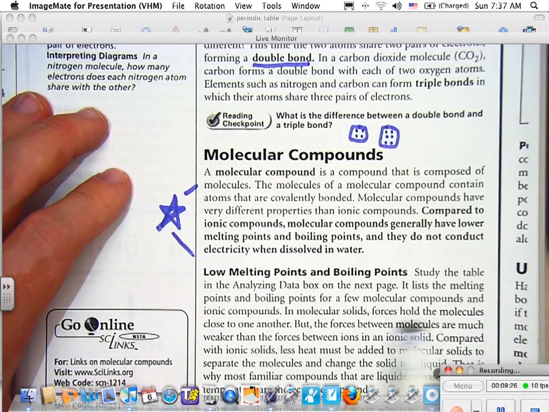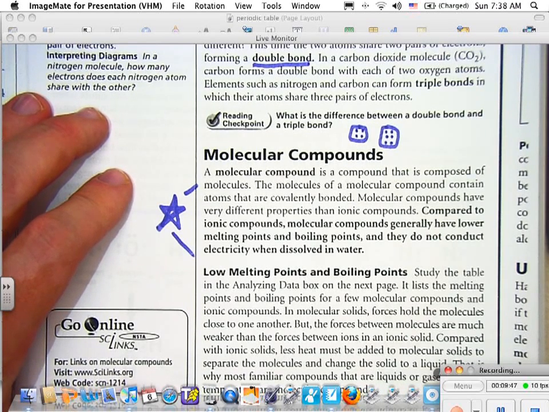In molecular solids, forces hold the molecules close to one another, but the forces between molecules are much weaker than the forces between ions in an ionic solid. Compared with ionic solids, less heat must be added to a molecular solid to separate the molecules and change the solid to a liquid. That is why most familiar compounds that are liquids or gases at room temperatures are molecular compounds.